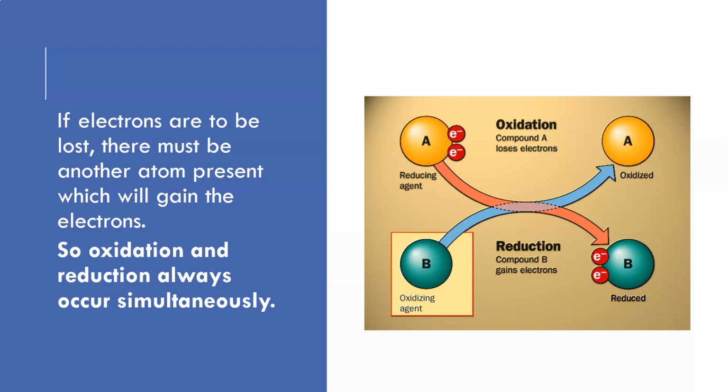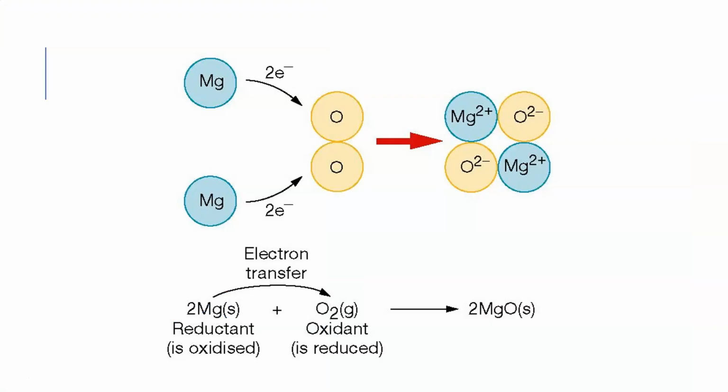So the electrons are being thrown from one atom to another, and obviously there will be a change in charge that is associated with this if it's a complete electron transfer, say in the production of an ionic compound.